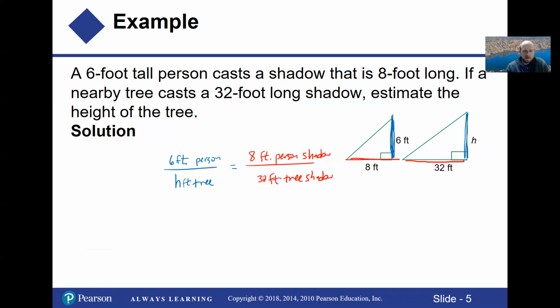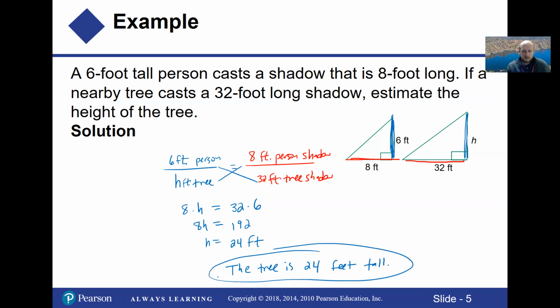There's multiple ways. So then we would just cross multiply. So I multiply these two and I multiply these two. So I take 8 times H, set it equal to 32 times 6, or you could have 6 times 32 equals H times 8, however you want to write it. So then we have 8H equals 32 times 6, which is 192. And then divide both sides by 8, and we're going to get 24 feet. So what does that mean? We have that the tree is 24 feet tall.